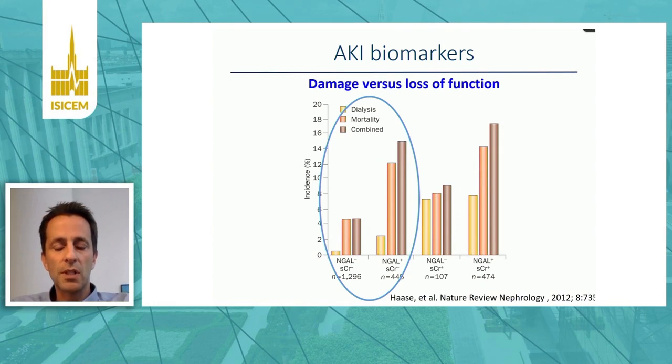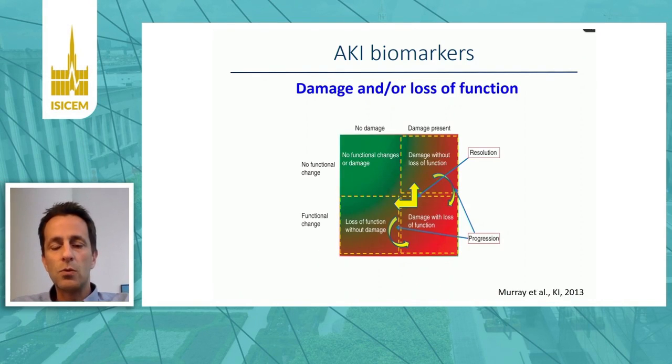The two groups on the left side have a normal serum creatinine. The left group has a normal biomarker level, and the right group has an increased biomarker level. And you see that patients with a normal serum creatinine and an increased biomarker level, reflecting a kidney damage without a loss of function, had a significantly increased dialysis and mortality rate, suggesting that a kidney damage without a loss of function impacts patients' outcome. And based on this landmark study, a new term was introduced, and this is the subclinical AKI.